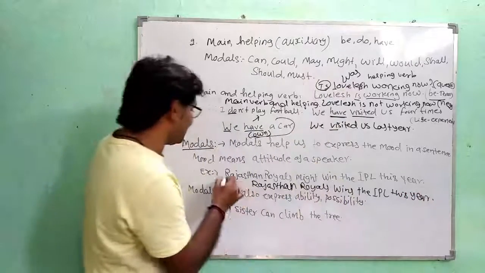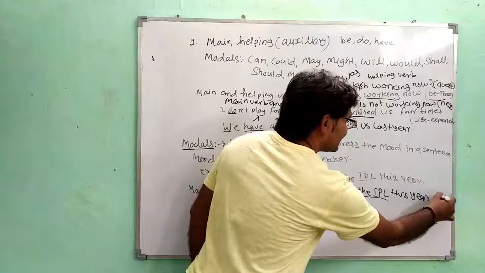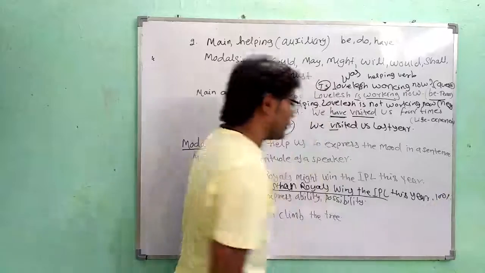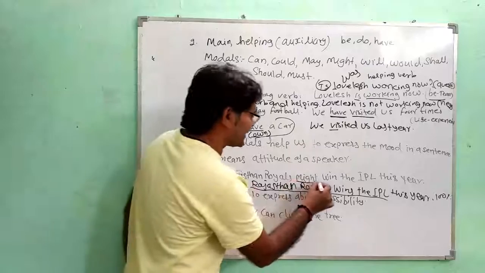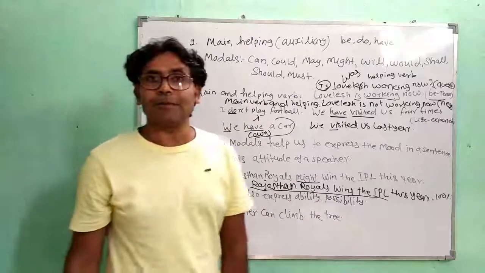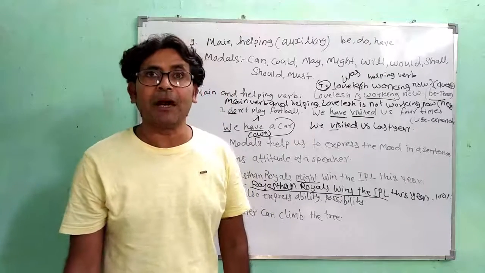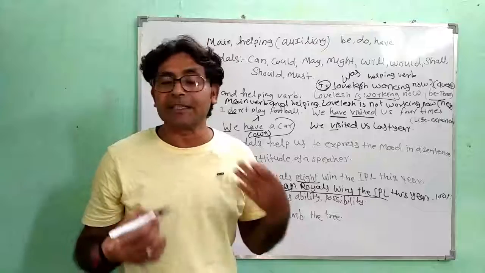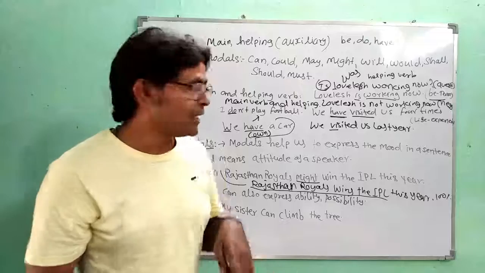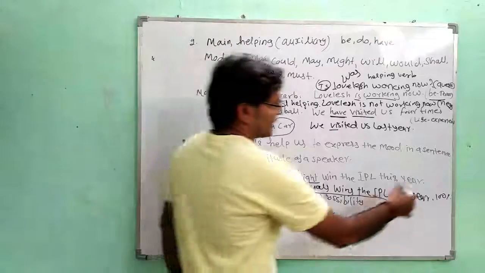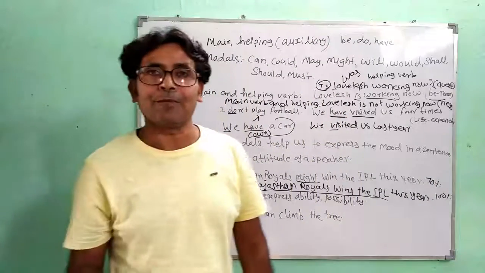So what is the difference between both of them? This sentence shows 100% certainty that Rajasthan Royals win the IPL this year. But when we use might, it means we are not 100% sure that Rajasthan Royals will win, but there is a possibility of Rajasthan Royals winning the IPL this year. And what could be the percentage? It could be like 70%. We think 70% Rajasthan Royals will win the IPL this year.